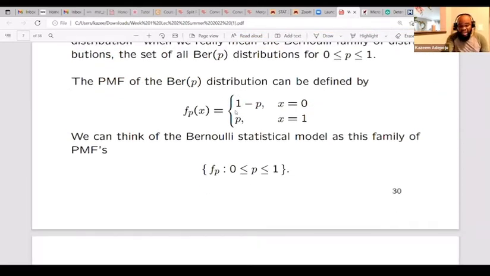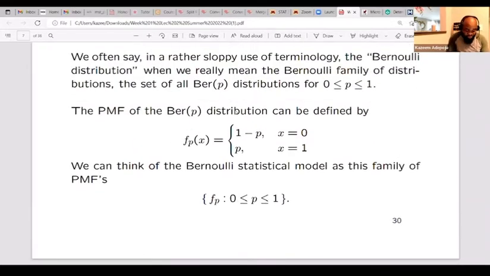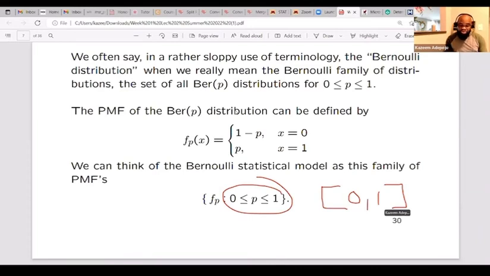And of course, P lies between 0 and 1, and when I say P lies between 0 and 1, it's closed at both ends. This means 0, 1. The other time I introduced you to different kinds of intervals, we did that yesterday. The interval for P for the Bernoulli distribution is between 0 and 1 inclusive.